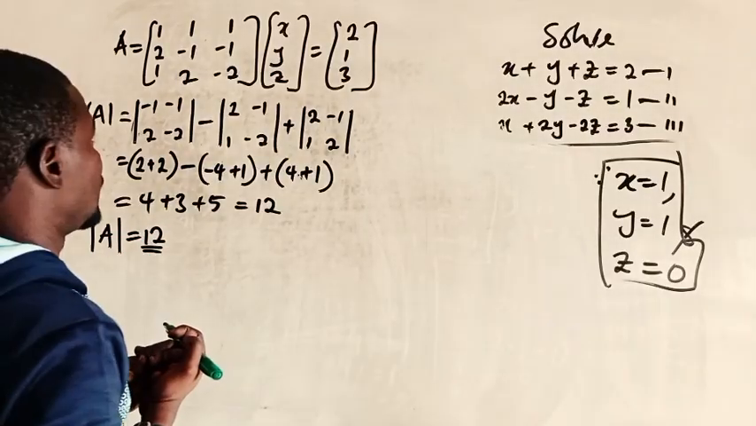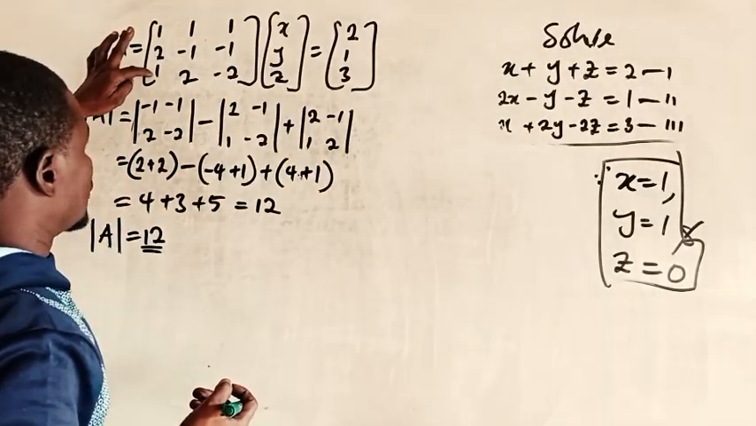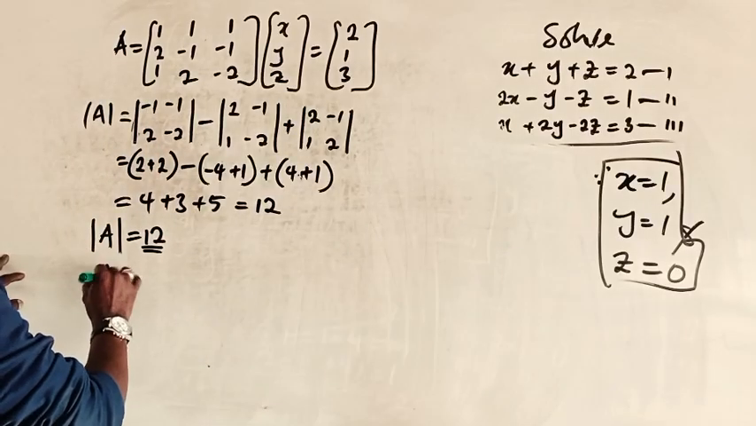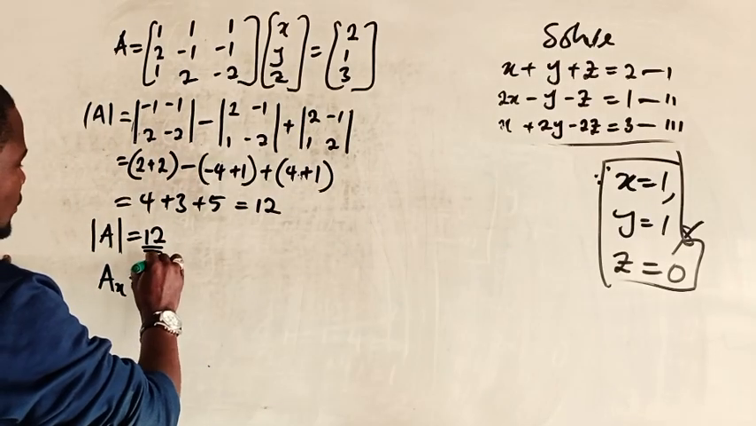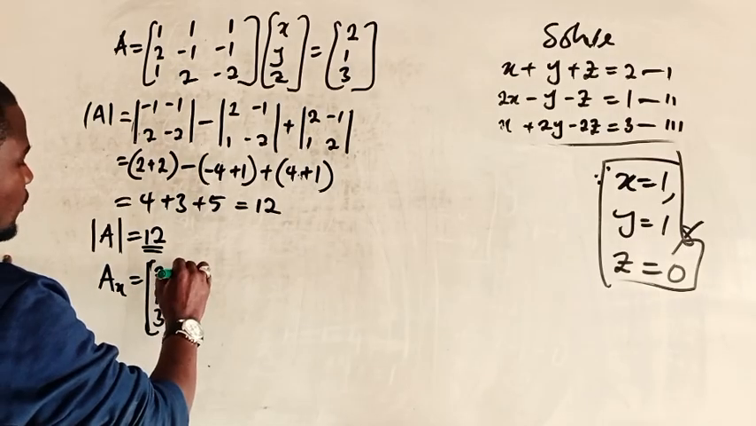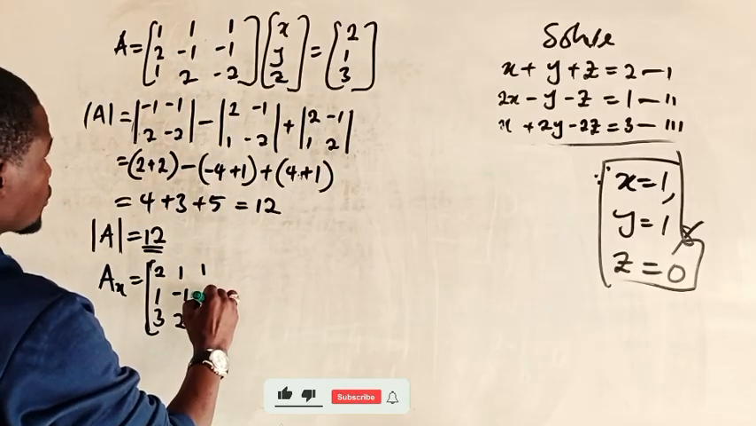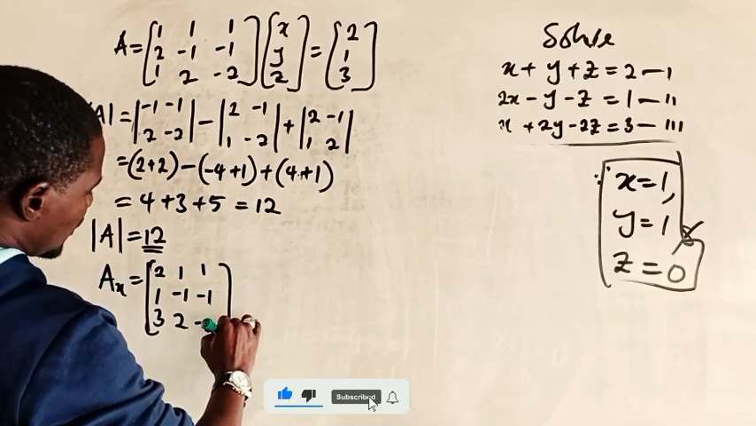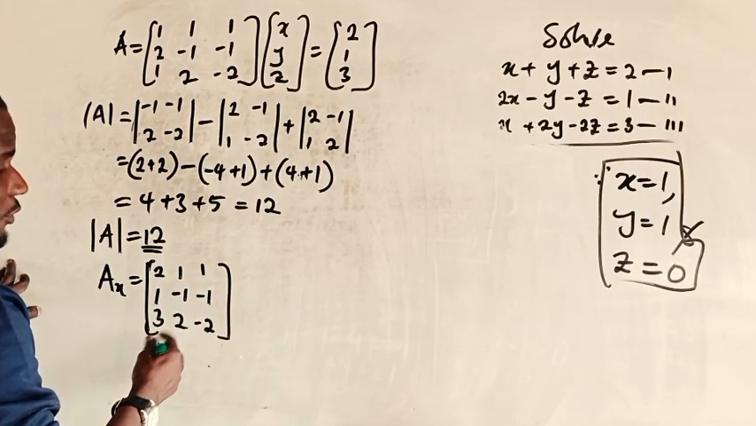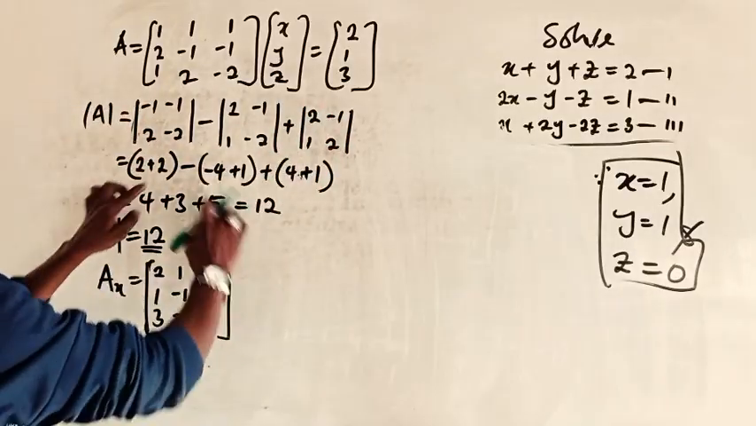So we are to find the value of x. How are we going to find it? We remove the x column and substitute it with 2, 1, and 3. So we form another matrix for x: 2, 1, 3; then 1, minus 1, and 2; then 1, minus 1, and minus 2. From here, we find the determinant. There are many ways of finding the determinant, but let me use this same method, evaluating directly instead of arranging it here.